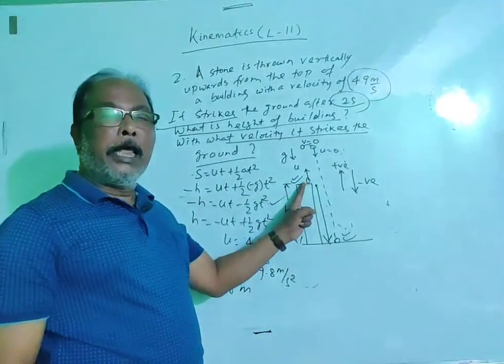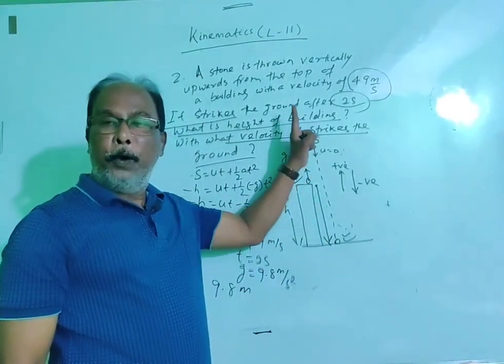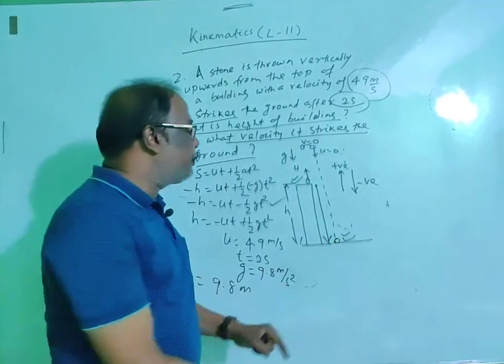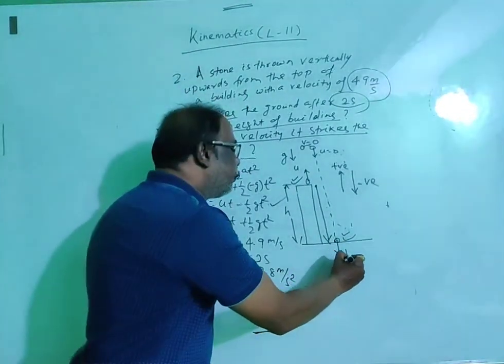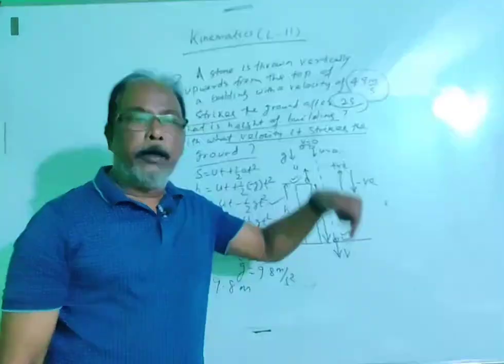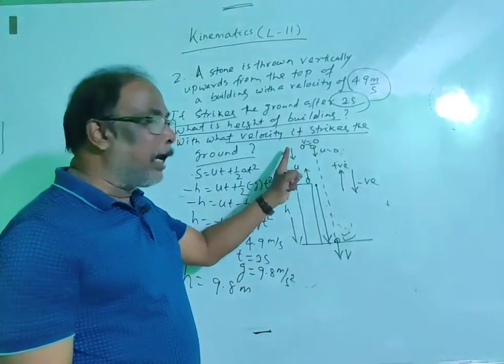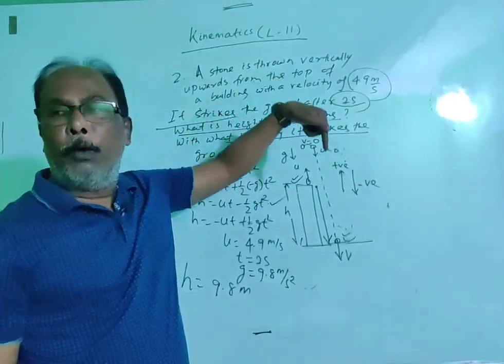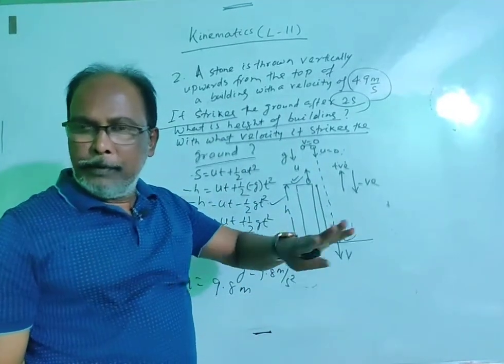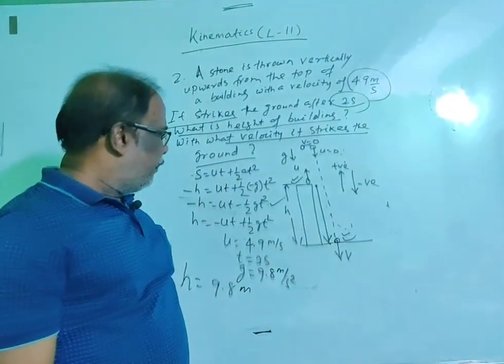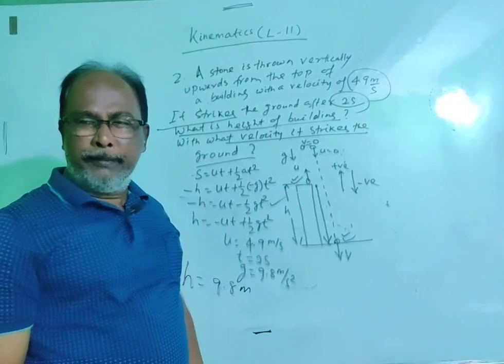See, initial velocity u in upward direction. Final velocity, let's take v, with which it strikes the ground in downward direction. Acceleration due to gravity in downward direction. Is it clear? Yes, sir. You may use any equation.